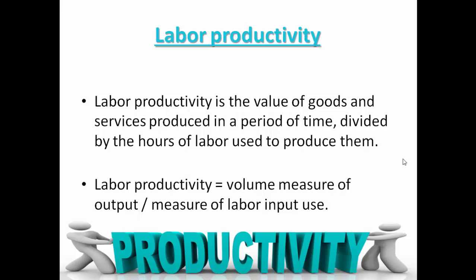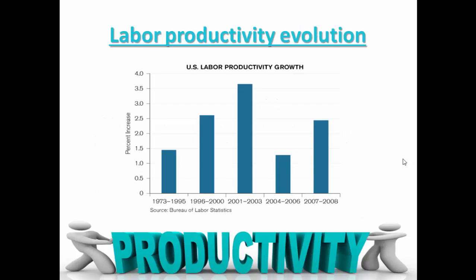Labor productivity is equal to the ratio between a volume measure of output, that is gross domestic product or gross value added, and a measure of input use, which can be termed as the total number of hours worked or total employment. So the formula is: labor productivity equals volume measure of output upon measure of labor input used. Now we are going to see how labor productivity evolved.